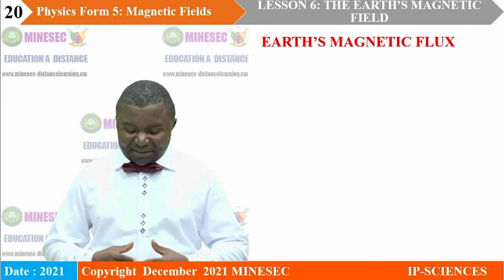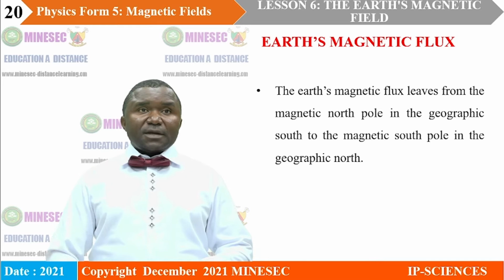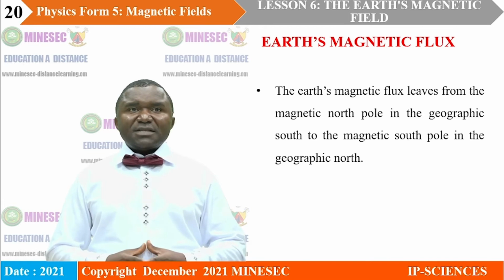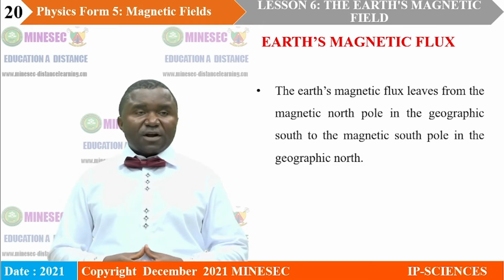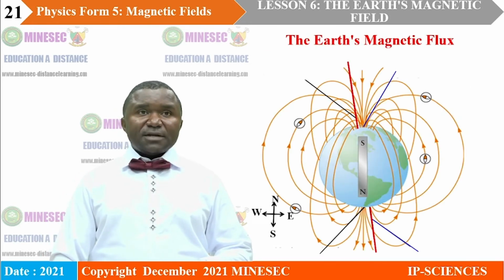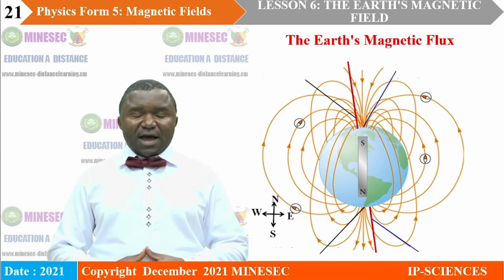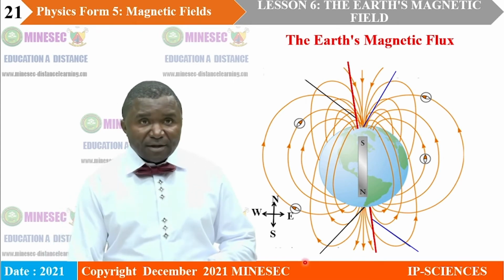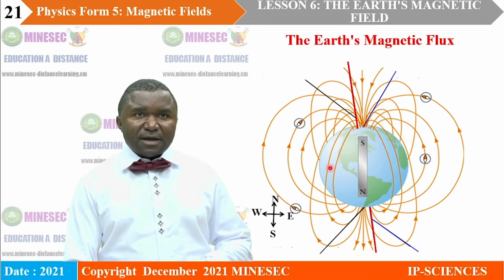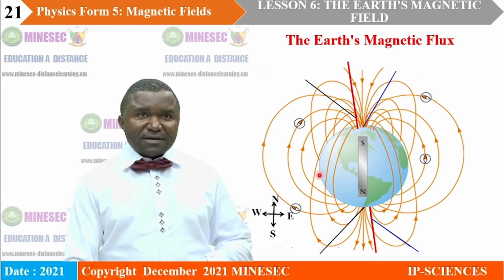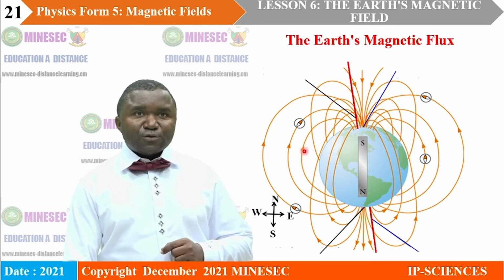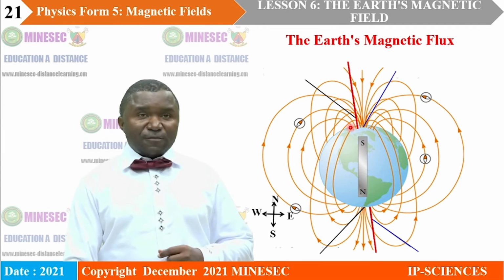The Earth's magnetic flux. The Earth's magnetic flux leaves from the magnetic North Pole, located in the geographic South, across to the magnetic South Pole, located in the geographic North, as we can see on this diagram. We see the field lines leaving from the southern hemisphere to the northern hemisphere. That is, moving from the magnetic North Pole of the Earth to the magnetic South Pole of the Earth.